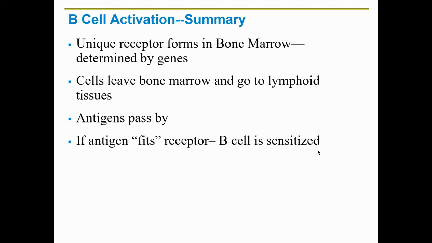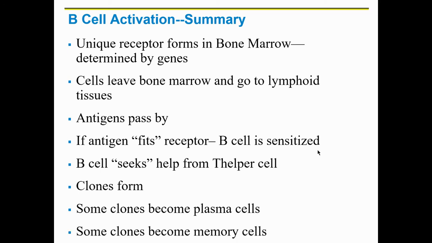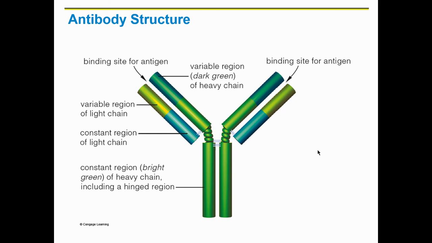Once an antibody fits the receptor, the B cell is sensitized. It goes and seeks help from a helper cell, becomes activated, and clones form. Some of those clones are going to become plasma cells. Some of them are going to become memory cells. And then remember, we're going to make antibodies.